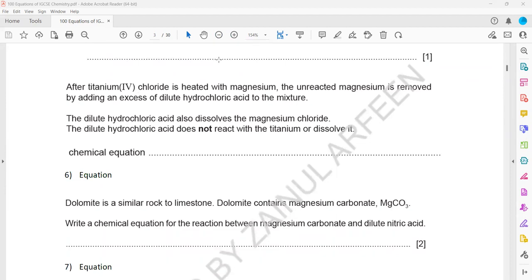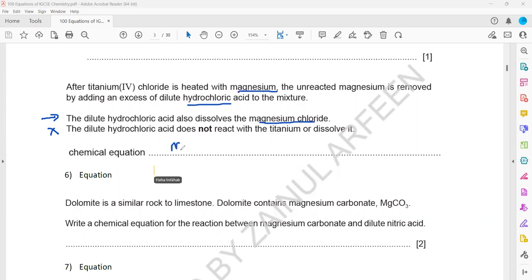After titanium 4 chloride is heated with magnesium, unreacted magnesium is removed by adding an excess of hydrochloric acid. The hydrochloric acid also dissolves magnesium chloride. Dilute hydrochloric acid does not react with titanium or dissolve it. This is a chemical reaction. So we have to write an equation for the formation of magnesium chloride when magnesium is reacting with hydrochloric acid.